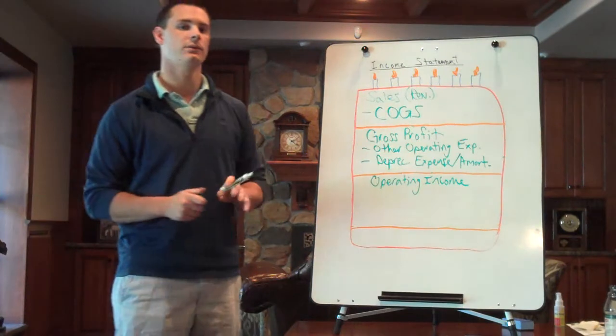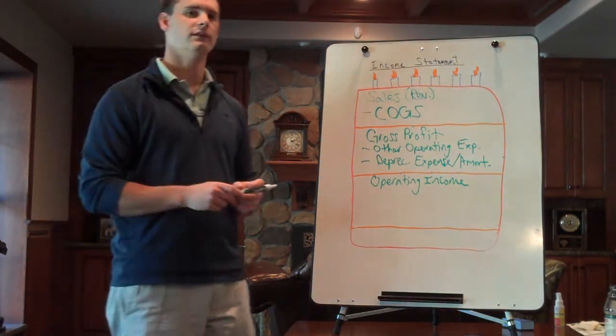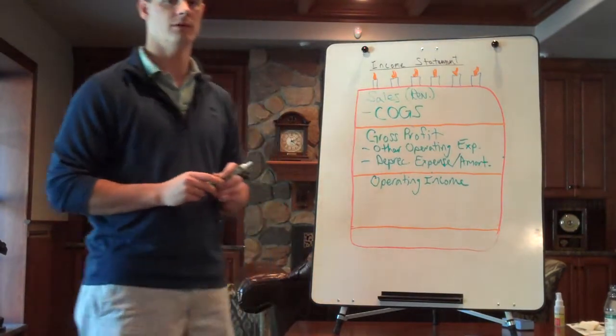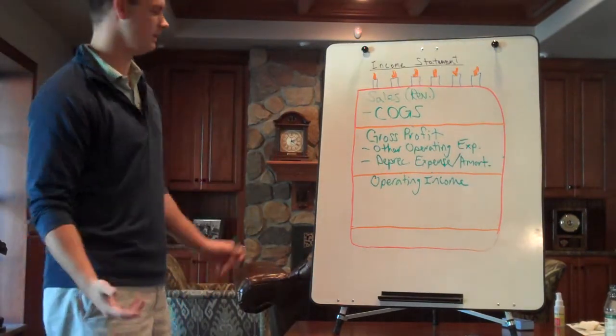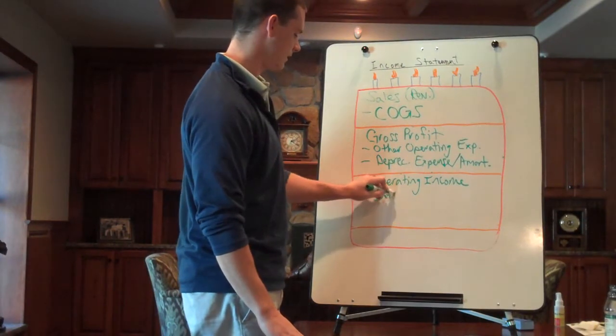Now there's 2 more things that we want to think about when we're talking about the income statement. We have long-term debt, so we're probably going to be paying some loans out, and with loans we get interest, so we have interest expense. And that's taken out of operating income.